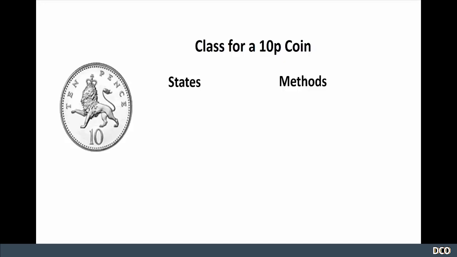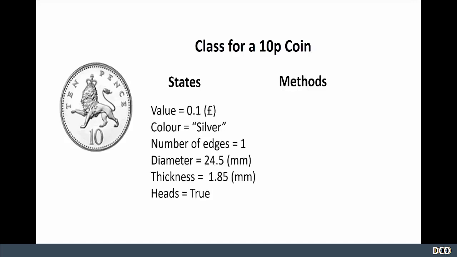So for example, with a coin, states might be its value, its color, the number of edges it's got, which might be 1 if it's a circle, its diameter, its thickness, and whether it's heads or not. And that will pretty much define a coin's states. Now, we use class variables to define these states. Class variables are just like normal variables, but we put them inside of a class.